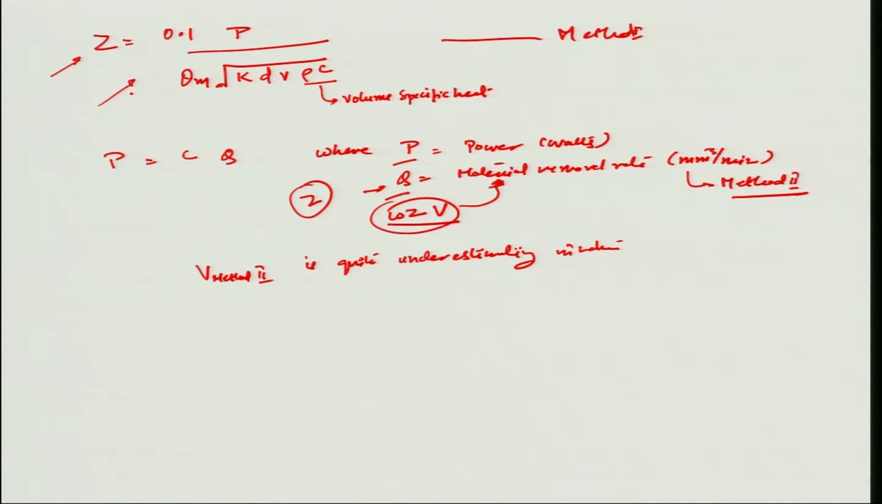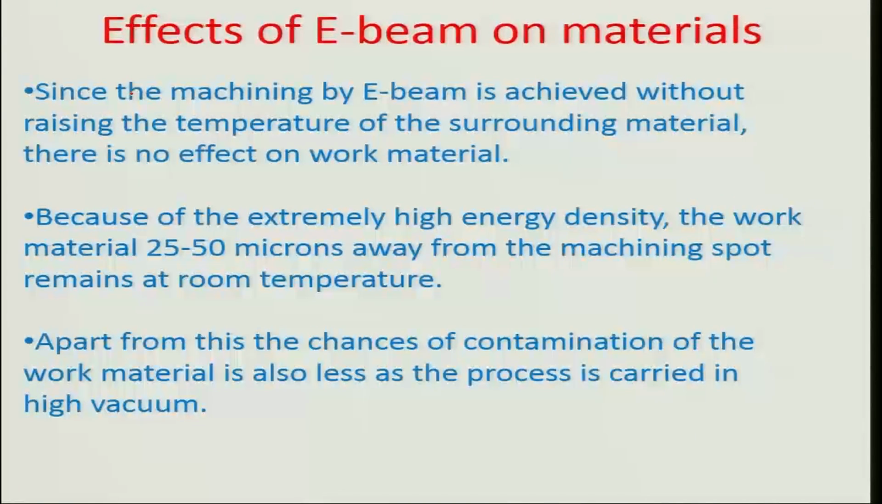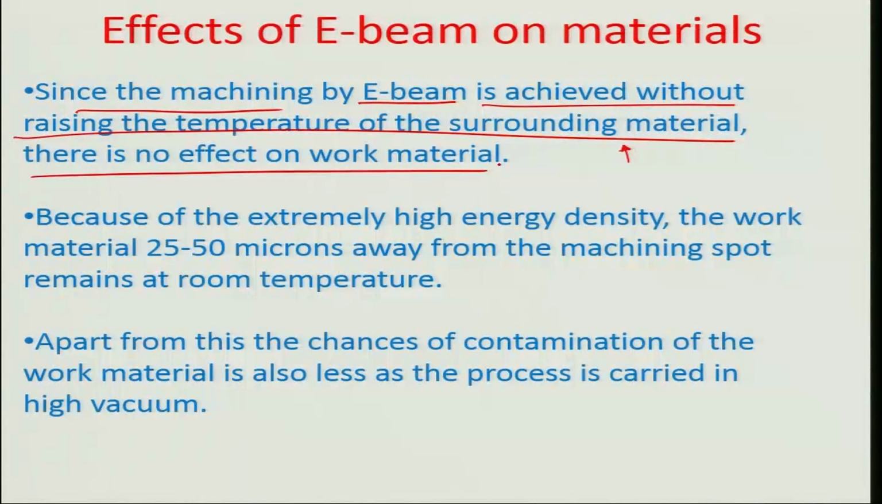There are certain other aspects of e-beam that we need to study. For example, one of the major aspects is the effects of e-beam on different materials. One advantage that e-beam offers is that the machining is achieved without raising the temperature of the surrounding materials. You can really focus on a very small hot spot, and therefore, unlike conventional machining, the remaining portion of the work material is highly unaffected. One of the reasons is obviously the extremely high energy density.